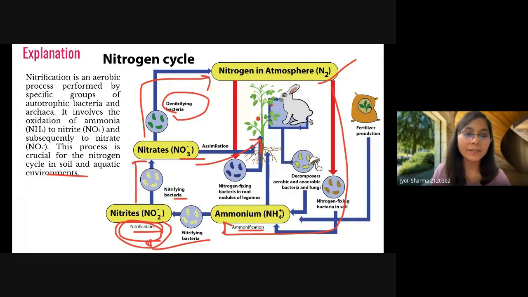So just see the write-up. Nitrification is an aerobic process performed by specific groups of autotrophic bacteria and archaea. It involves the oxidation of ammonia to nitrite and subsequently to nitrate. And this process is crucial for the nitrogen cycle in soil and aquatic environments. So I think this is clear now. If we are changing ammonium or ammonia to nitrite and nitrate, this process is known as nitrification.